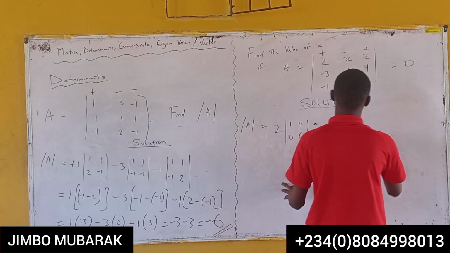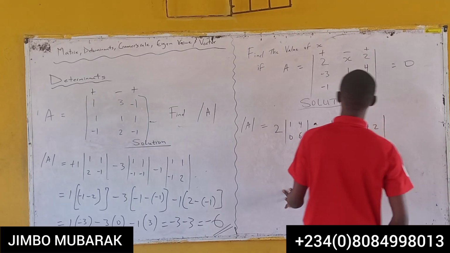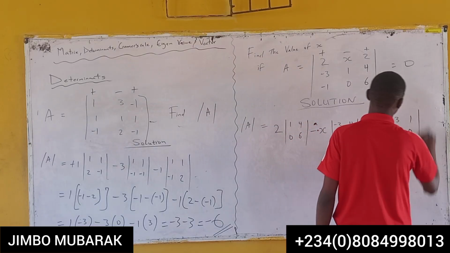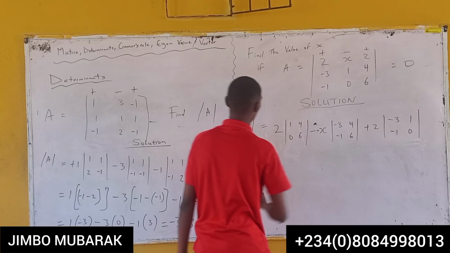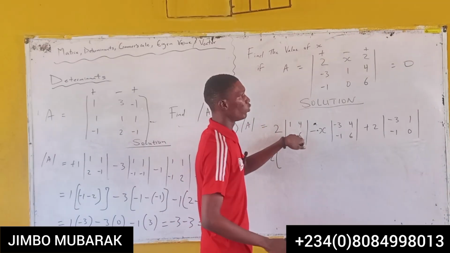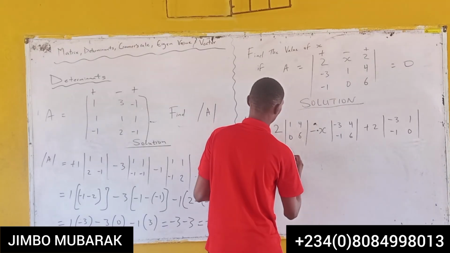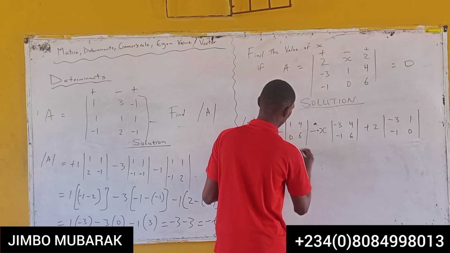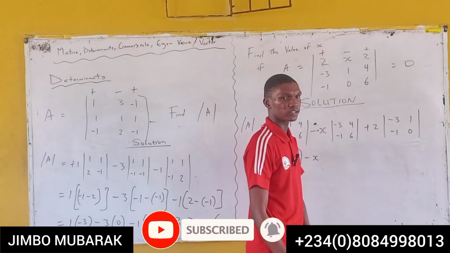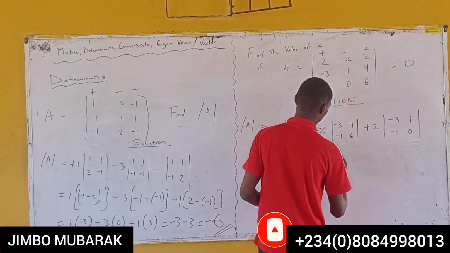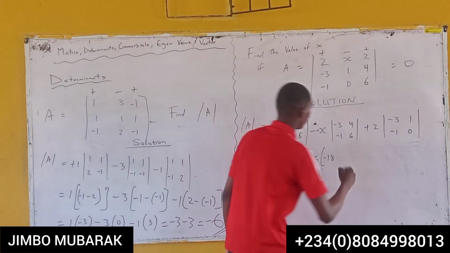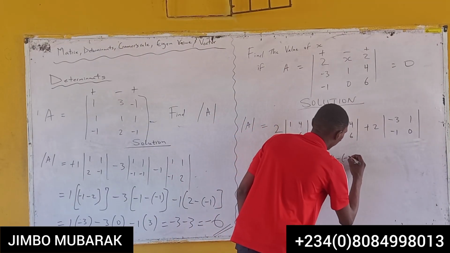So what's next? Plus 2. So what do you pick? Minus 3 1 minus 1 0. Alright. So we can then move on and say 2 open bracket 1 times 6 is 6. 4 times 0 is 0. Alright. Minus x. Minus 3 times 6 is minus 18. Then 4 times minus 1 is minus 4. That would be minus 18 minus 4.